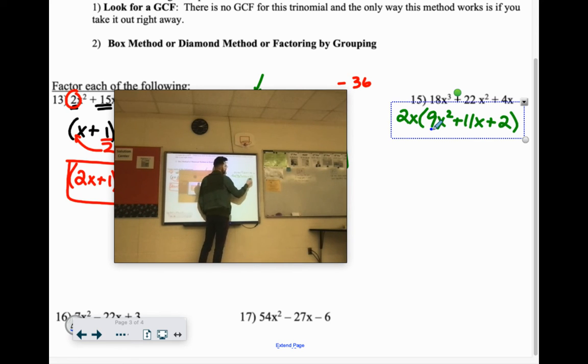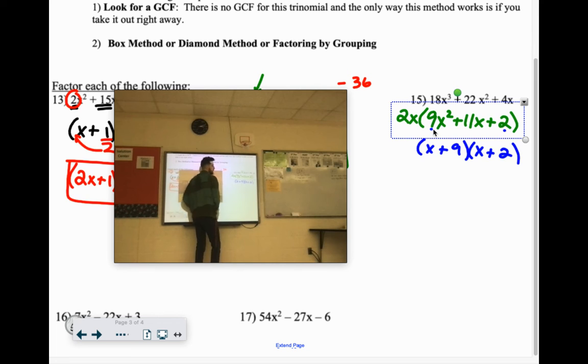9 times 2 is 18, positive. You have to add it to 11, that would be 9 and 2. So we could say x plus 9, x plus 2. We have to try to divide them by the number in front. Again, we're ignoring the 2x. That's our greatest common factor. We'll just hang on to that. We're going to try to divide it by the 9.